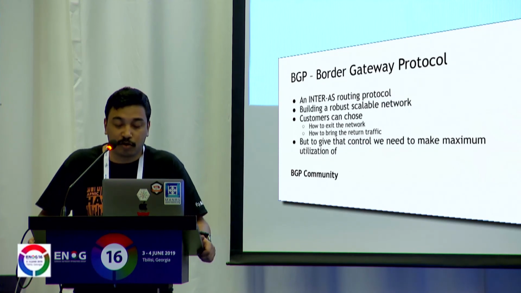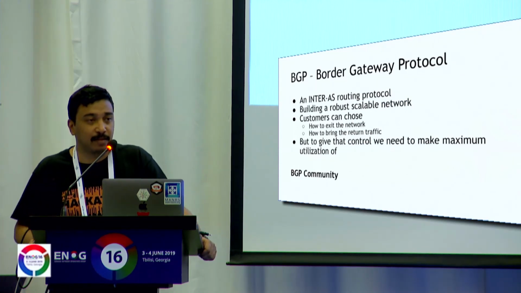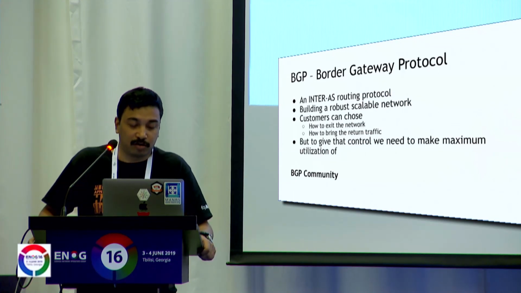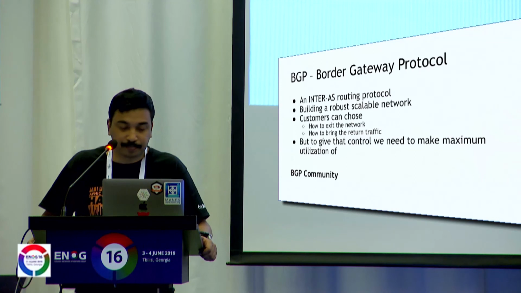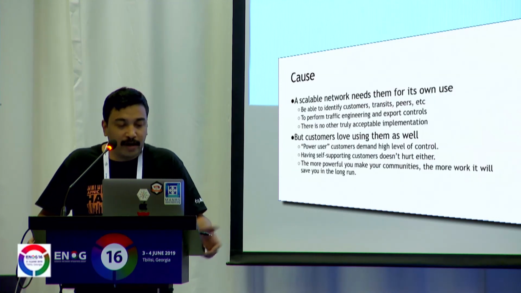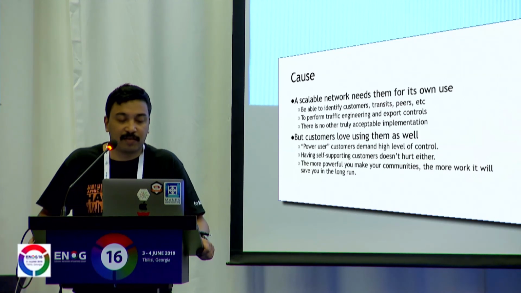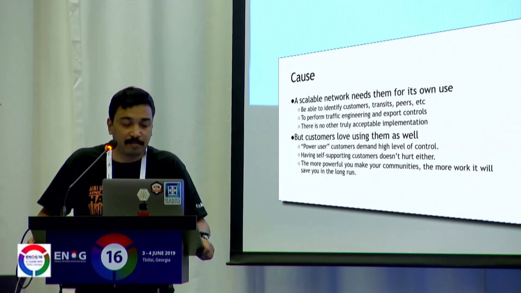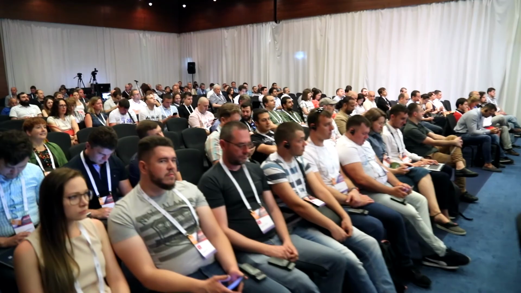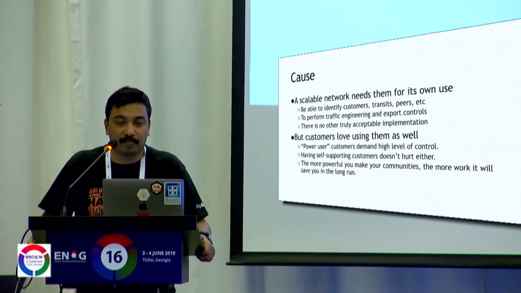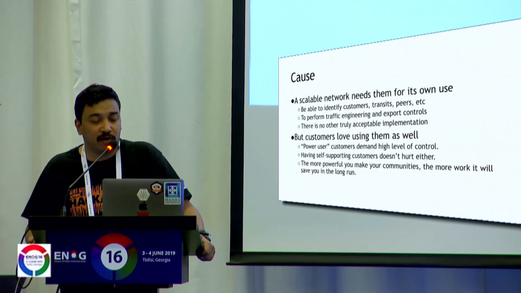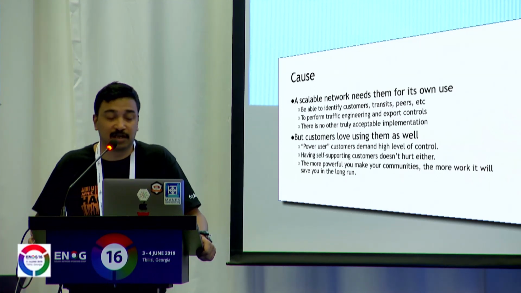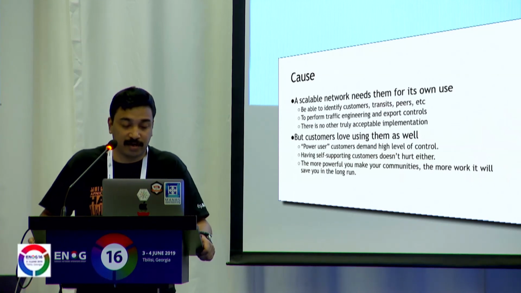But how can you give more control? Because we need to make the maximum utilization of the BGP routing protocol. So you can use BGP community. So why do you actually need BGP community? A scalable network needs them for its own purposes, because you must be able to identify customer routes, transit routes, and peer routes, and to perform some sort of traffic engineering and export controls, like how you can advertise and to which peering customer you want to export your routes. And there is actually no other purely acceptable implementation for this sort of scenario other than BGP community.